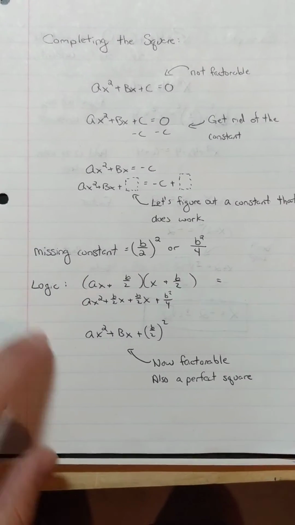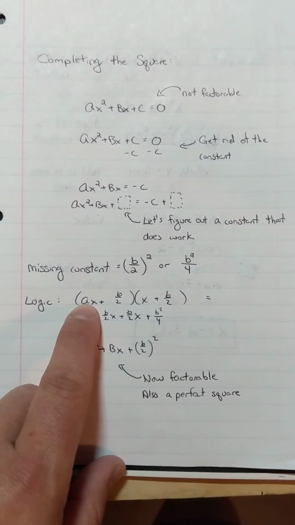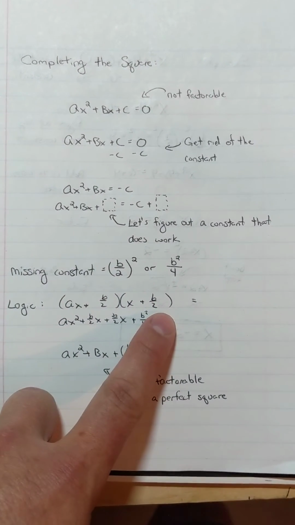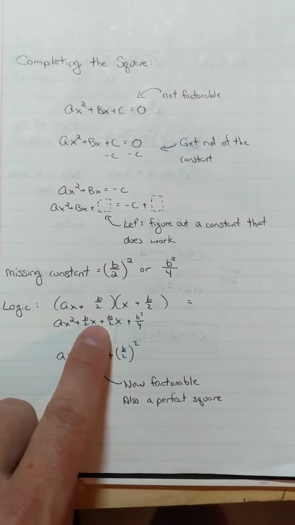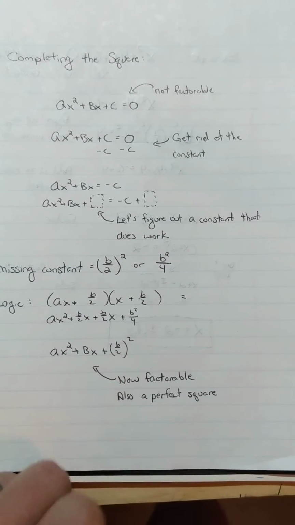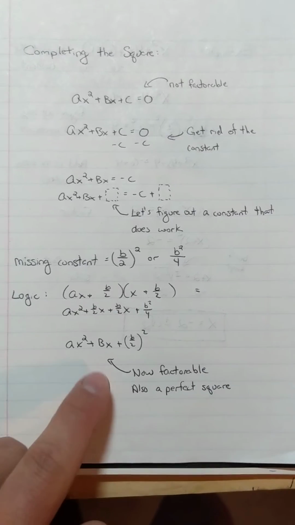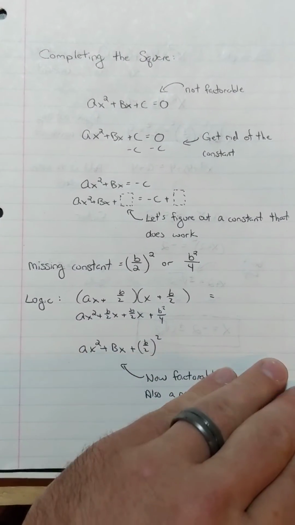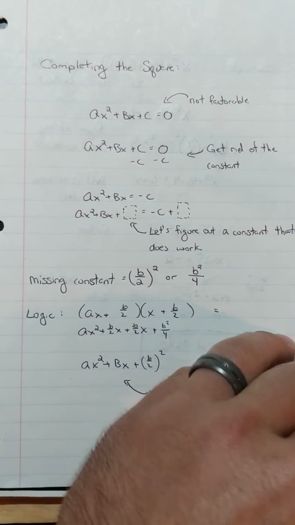The brief logic would be that if we have ax times x, we get ax squared. Half of bx plus half of bx would be bx, and then half of b times half of b is b squared over 4. So theoretically, this is now factorable, and what we're going to find is it's going to make a perfect square every time.